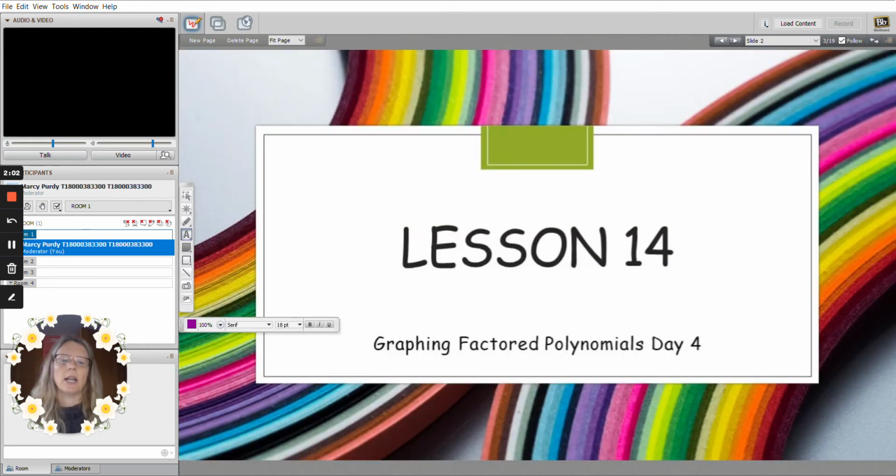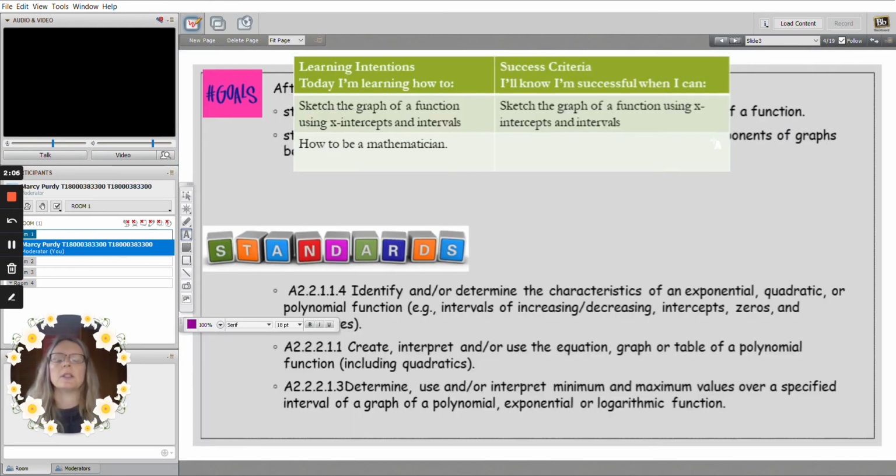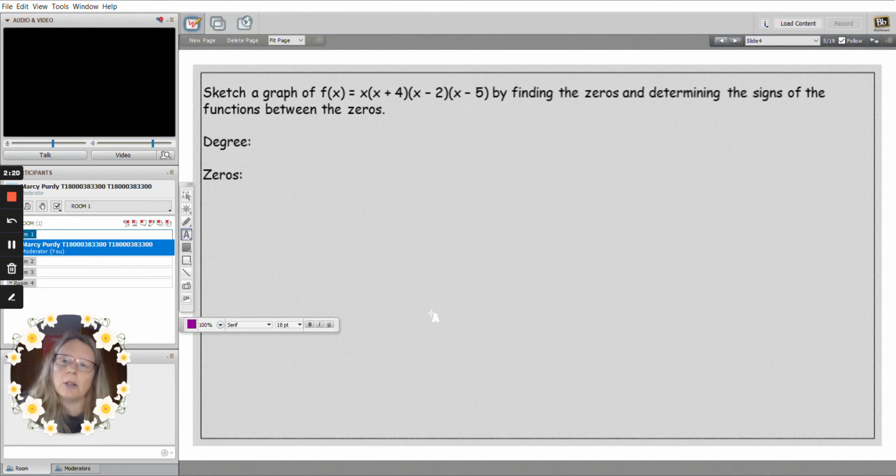All right, so today is lesson 14, day 4 of graphing factored polynomials. I really wanted to try to make this interactive, but I'm not sure how much I'm going to be able to do that because it is difficult to have you graph in Nearpod. So we'll see how it goes. But the first one here is sketch a graph of f of x equals x times x plus 4 times x minus 2 times x minus 5 by finding the zeros and determining the signs of the function between the zeros.